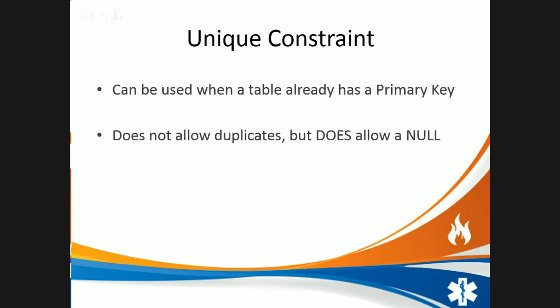The unique constraint is another one, and it's like primary key. It forces uniqueness of all the values in the column. But unlike primary keys, it allows nulls to be one of those values. And you can have as many unique constraints on the table, one per column, as many as there are columns on the table.